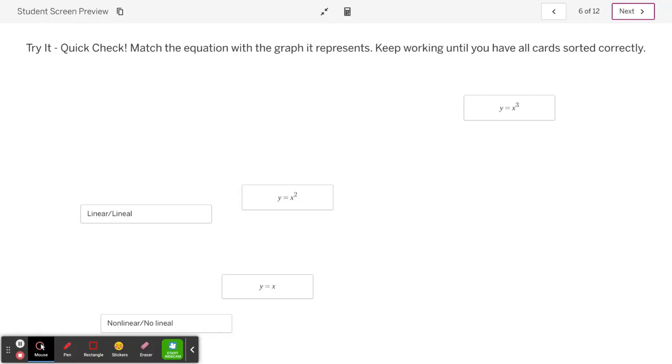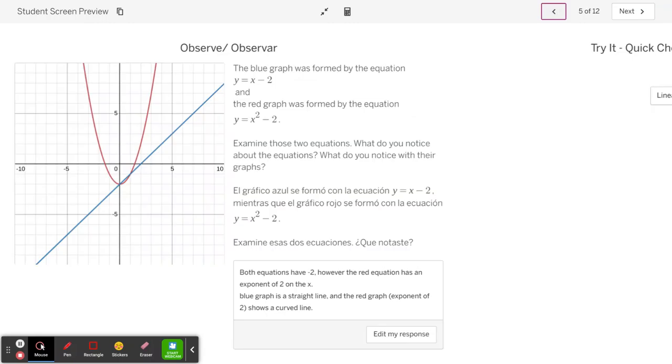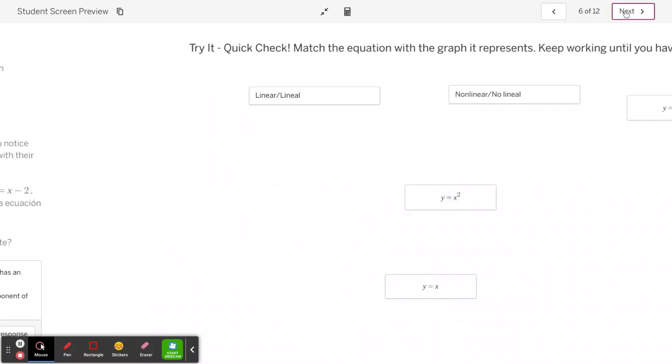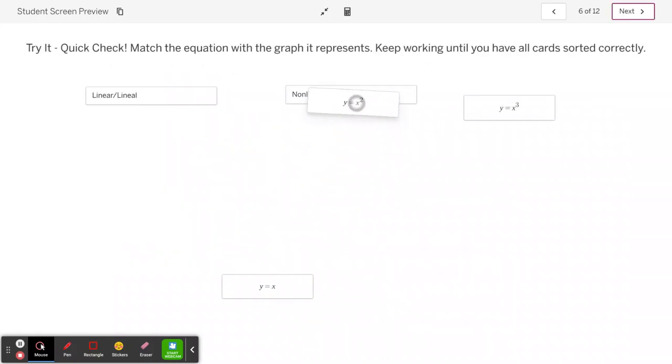Slide 6, real quick card sort. Linear, nonlinear. Keep in mind these two graphs right here. The red one, curved line, nonlinear, and what did it have that was significant on it? It had the exponent of 2. So we know right away this exponent of 2 is going to be nonlinear.